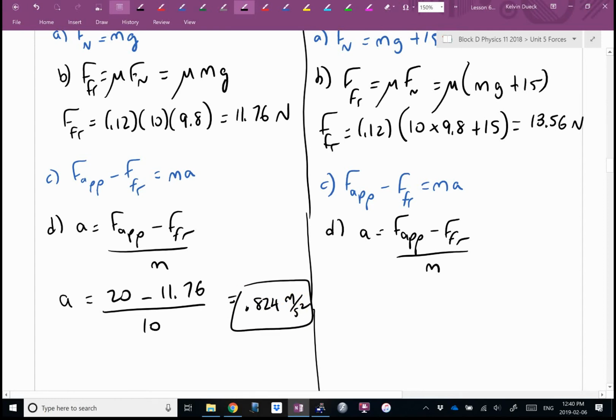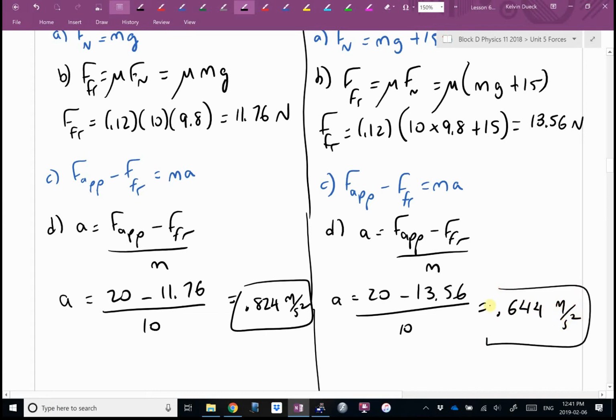I'm going to make a prediction because friction is bigger in D. I think our acceleration is going to be smaller. But let's crunch the numbers and find out. It's going to be 20 take away 13.56 divided by 10. 20 take away 13 is 7, take away 0.5 is 6.5, take away 6.44, 0.644? And it's the acceleration, so meters per second squared.